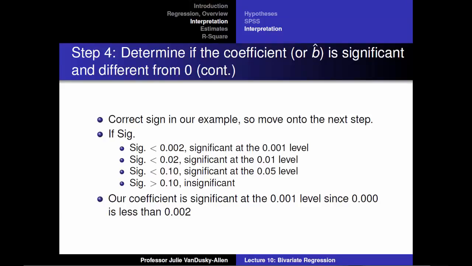To determine if the coefficient b hat is significantly different from 0, follow these steps. Start with this first criterion here. If the sig value is less than 0.002, then the coefficient is significant at the 0.001 level. If the sig value does not meet this criterion, move on. If the sig value is less than 0.02, then the coefficient is significant at the 0.01 level. If the sig value does not meet this criterion, move on. If the sig value is less than 0.10, then the coefficient is significant at the 0.05 level. If the sig value does not meet this criterion, move on. If the sig value is greater than 0.10, the coefficient is insignificant and indistinguishable from 0.